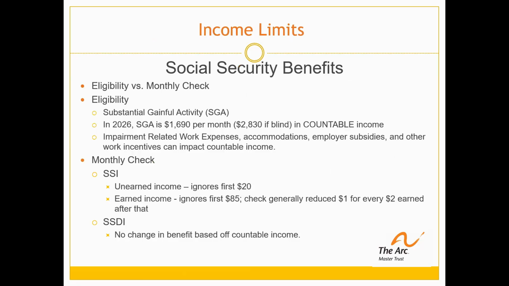Now, in 2026, substantial gainful activity is $1,690 per month in countable income, or $2,830 in countable income if you are blind. And the phrase countable income is incredibly important. Just like we have our gross income and our adjusted gross income when we do our taxes, Social Security does the same thing when they determine if a person can work to substantial gainful activity.